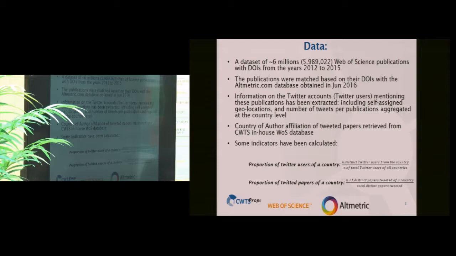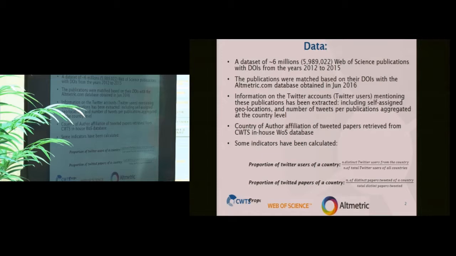Okay, for this study, we used a data set of about 6 million Web of Science publications that have DOIs and that were published in the years 2012 to 2015. And these publications were matched based on their DOI with the altmetric.com database in order to collect the Twitter information that we were interested to analyze. And the Twitter information that we extracted from altmetric.com was the geolocation of Twitter users and also the number of tweets per publication, and this data was aggregated at the country level.